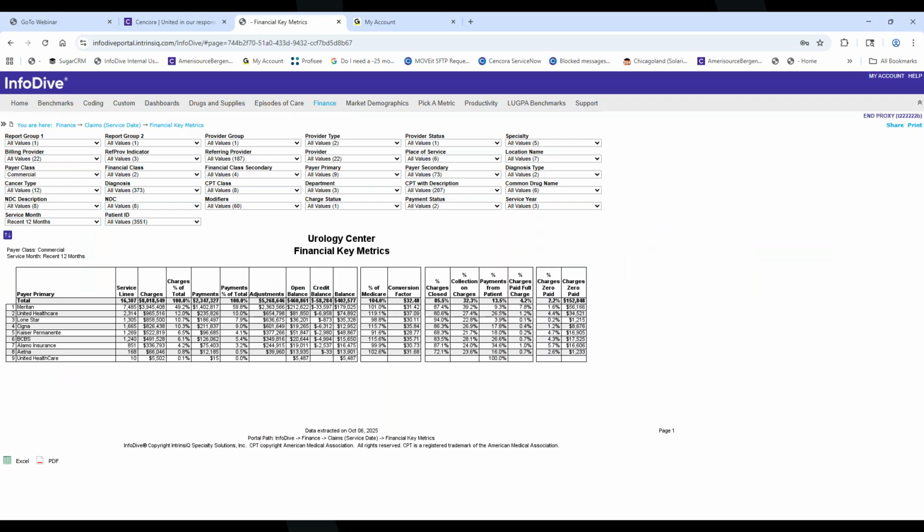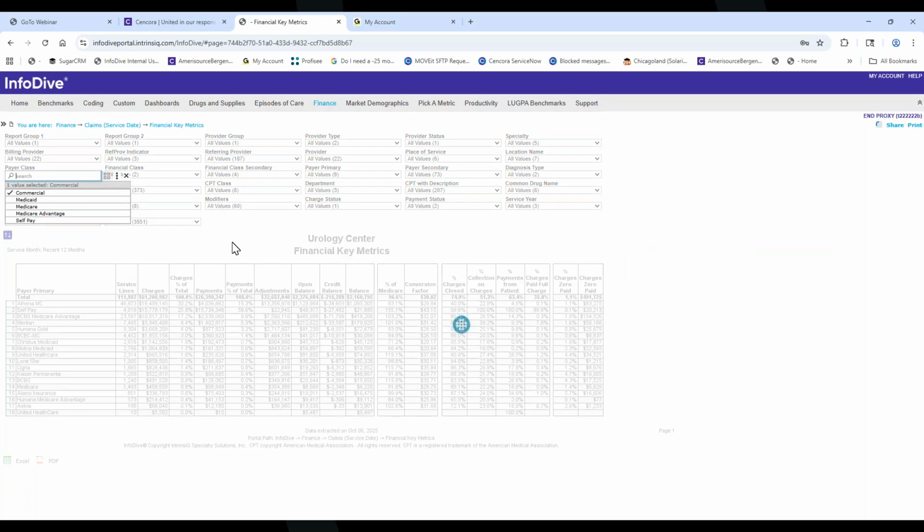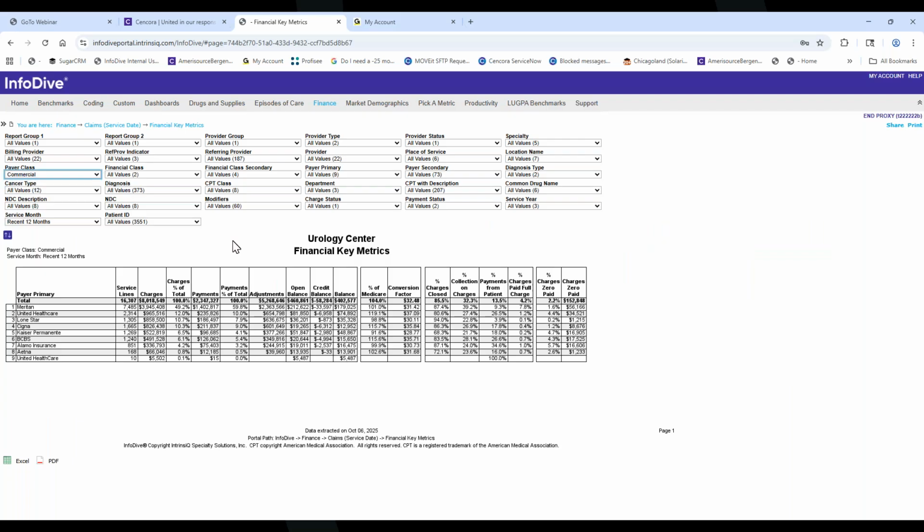And so this is going to default to the recent 12 months, and it's going to default to everyone. But you're going to see overall what the percentage of Medicare is, and it's 96.6%. But because we're just going to focus on accounts and plans that we can try to renegotiate, we're going to just filter on the payer class of commercial, because I want to see those particular plans.